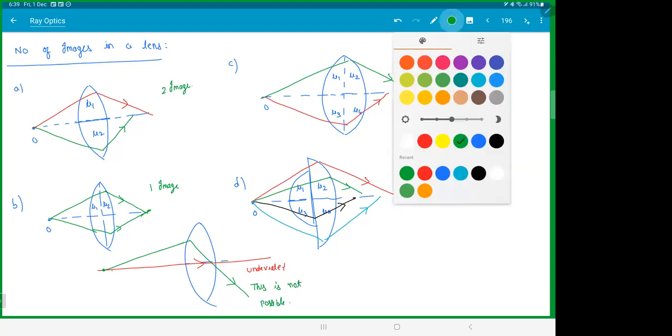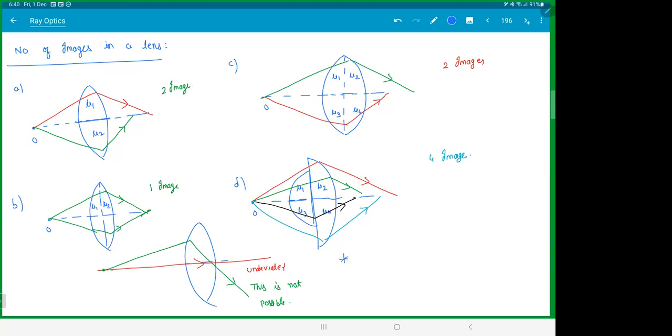This is not possible. So all rays above the principal axis remain above the principal axis. Clear?